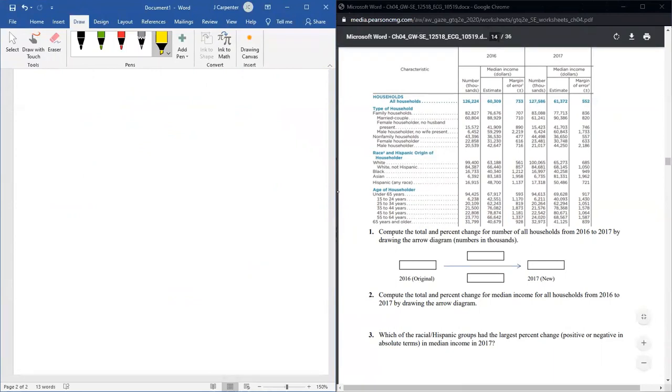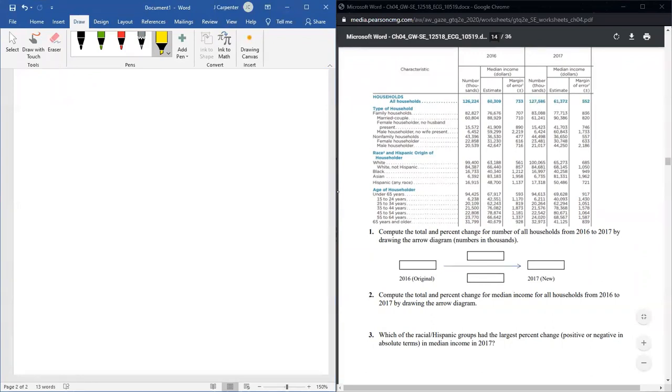on this that all these numbers are in thousands, which means this 126,224 is not saying there's 126,000 households. It's saying there's 126,000 thousand households, which means there's really three more zeros after that, which really means there's 126 million households and some change. But these numbers are all going to be in thousands, so we're not going to think about it that way. So they say to do the number of households from 2016 to 2017.